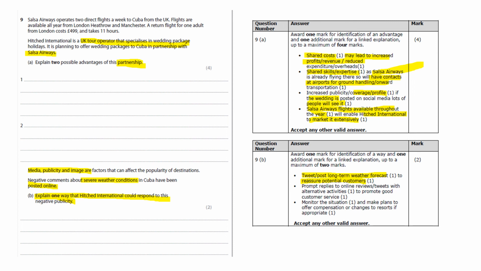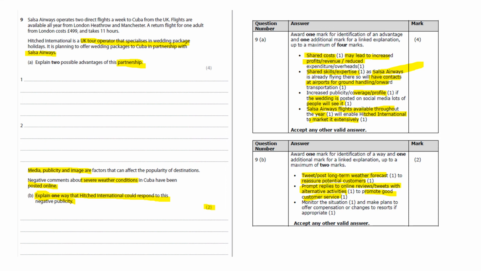Again, notice we're back to a 2-mark question, and it's explain. So what it's actually asking us to do is give us the reason, explain it. You could reply promptly to the tweets with alternative activities, saying, yeah, we're aware of this, but actually what we can do is we can do the wedding inside rather than outside, if that's the case. If you do that, that's about promoting good customer service.